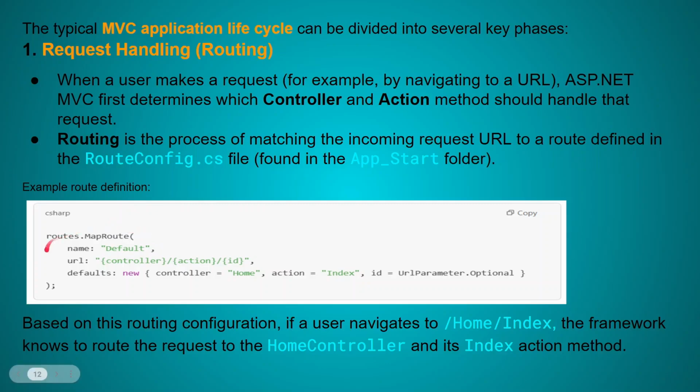This is the route definition. You can see here defaults. We have controller name is Home and action name is Index, and the id URL parameter is optional. So based on this route configuration, if a user navigates to /Home/Index, the framework knows to route the request to handle the Home controller first, then its Index action method.